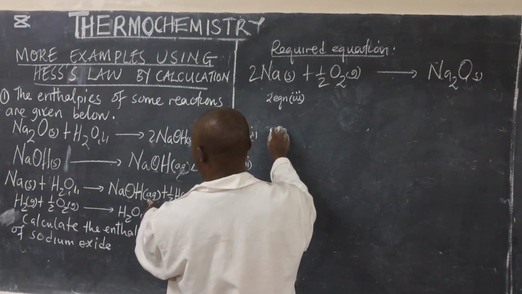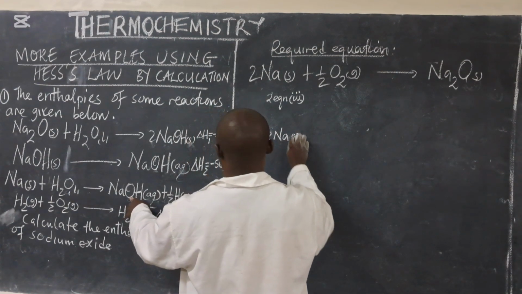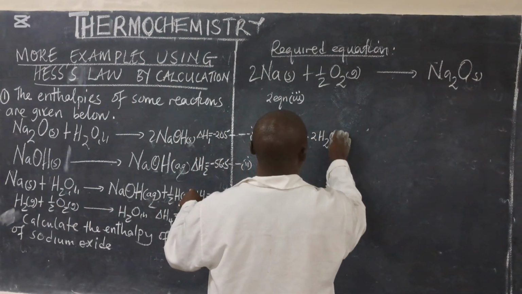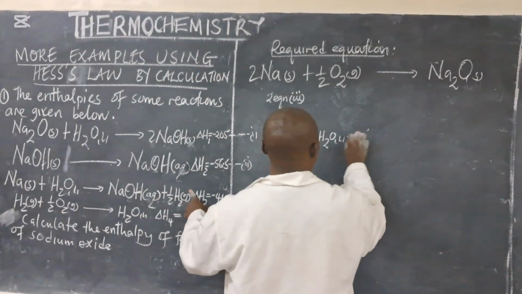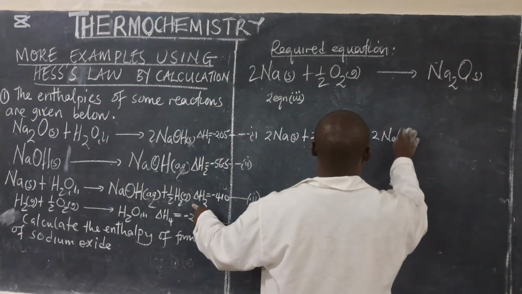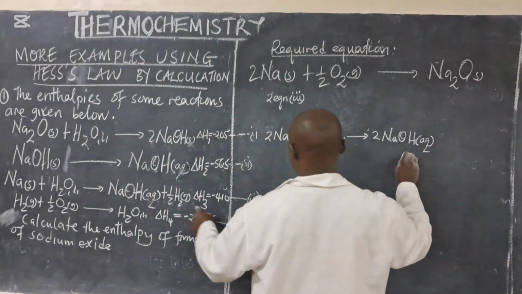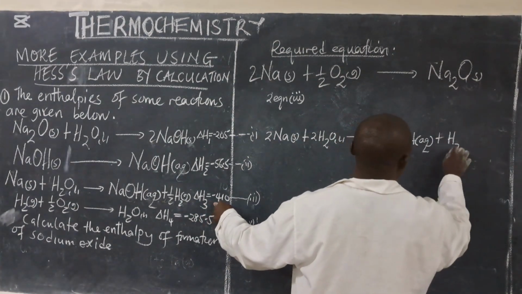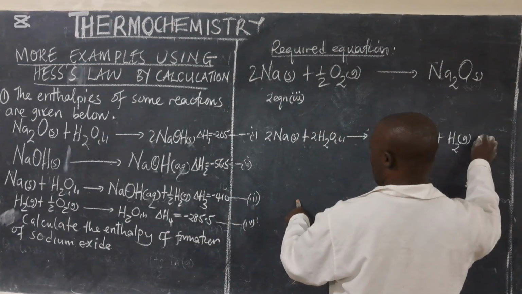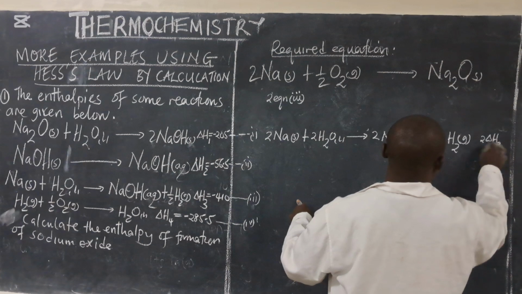So I put it down here. So 2 of this plus 2 of this, that gives me this, giving me 2 everywhere: 2 sodium hydroxide, aqueous. 2 of this gives me pure hydrogen. So this delta H value will be multiplied by 2. So this will be 2 delta H 3.